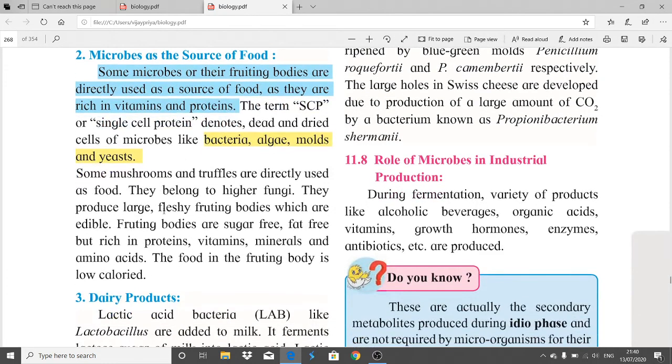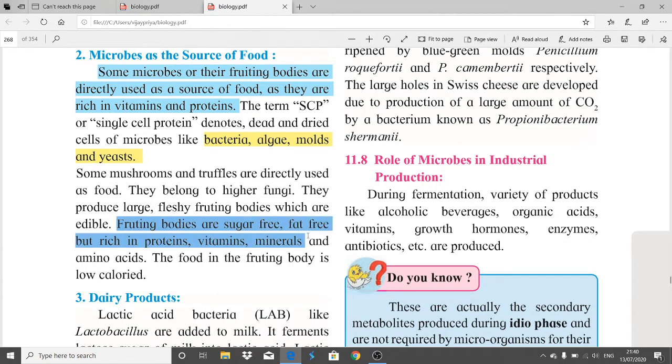Some mushrooms and truffles are directly used as food, so we enjoy mushroom dishes, right? Mushroom is very healthy, a protein-rich food, you can say. They belong to higher fungi, and they produce large fleshy fruiting bodies which are edible. Fruiting bodies are sugar free.